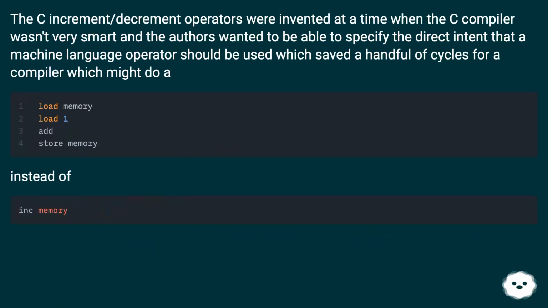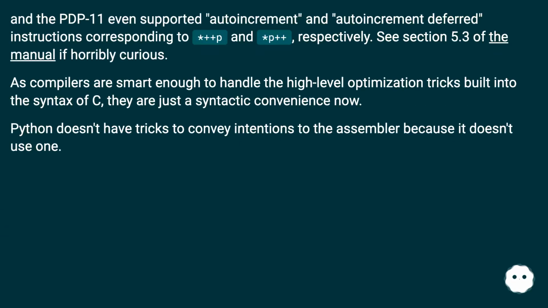The C increment and decrement operators were invented at a time when the C compiler wasn't very smart, and the authors wanted to be able to specify the direct intent that a machine language operator should be used, which saved a handful of cycles for a compiler which might do a plus equals 1 instead. And the PDP-11 even supported auto-increment and auto-increment deferred instructions corresponding to *++p and *p++, respectively. See section 5.3 of the manual if horribly curious.